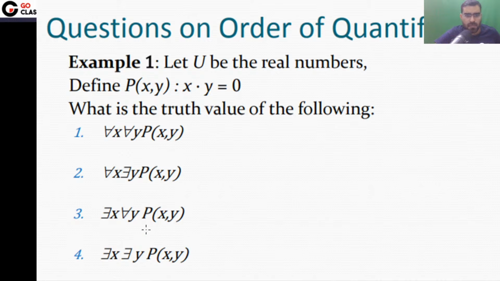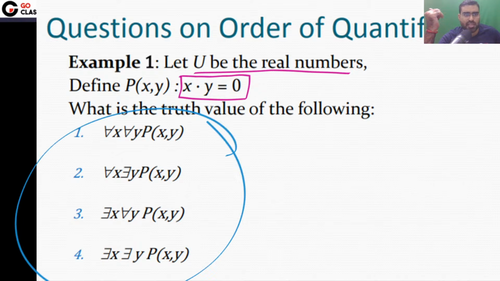So you can see in this question, U is the set of real numbers. Set of real numbers, this is the domain, this is the universe. The predicate given to you is xy equal to 0. Pxy means xy is 0. What is the truth value of these statements?